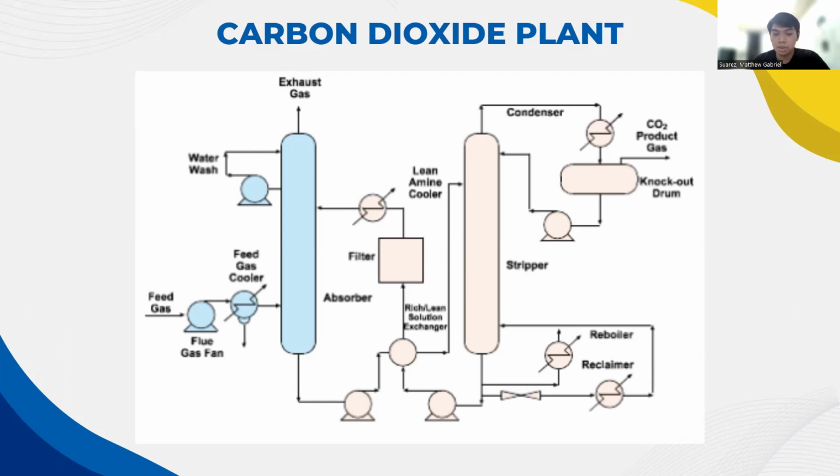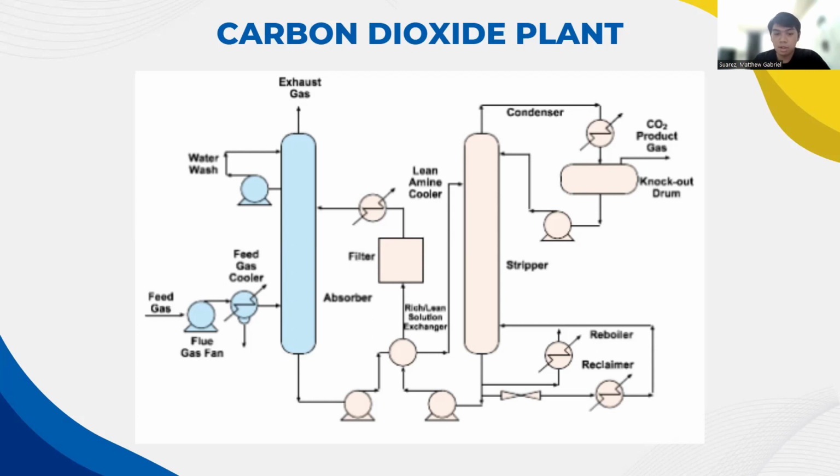Second is the water wash section. After passing through the absorber, the flue gas goes through a water wash section. This step serves to balance the water content in the system and remove any droplets or vapor that may have carried over from the absorber. The clean flue gas exits the absorber.